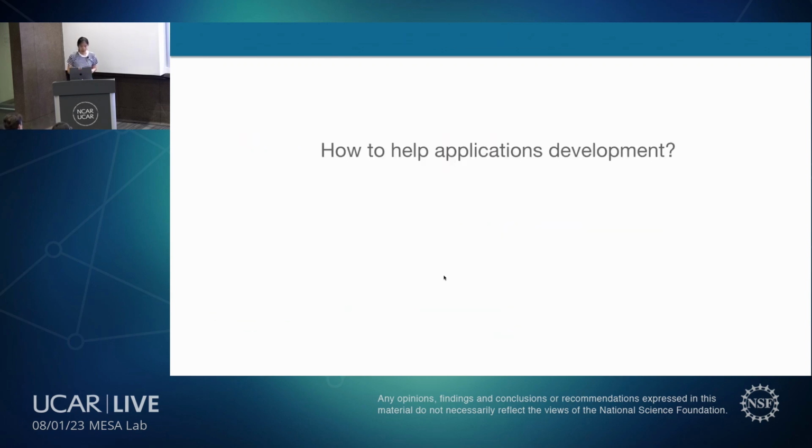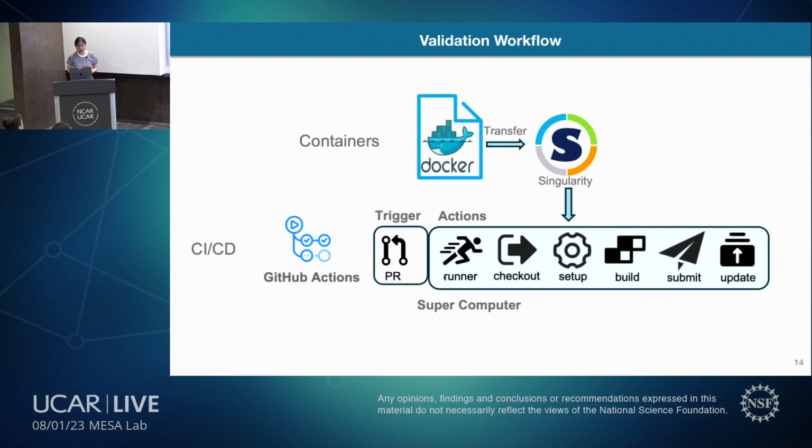Okay, so the last part is how to help application development. Just as Haiying said, we can use the CI/CD workflow to test this. Here I use GitHub Action, and whenever a pull request comes in, it triggers the workflow. We set the self-hosted runner on the Casper, check out the new CM1 code, use the Singularity environment to set up the environment, and then build CM1 and submit the job.